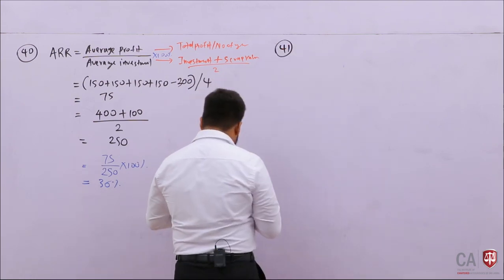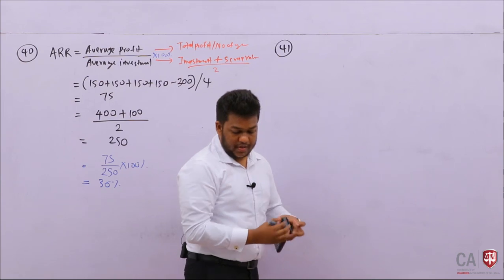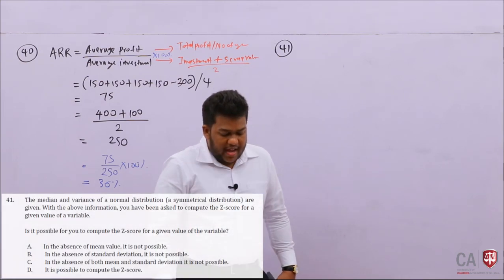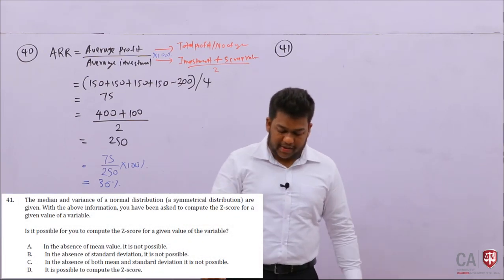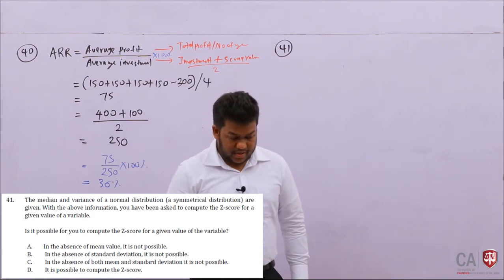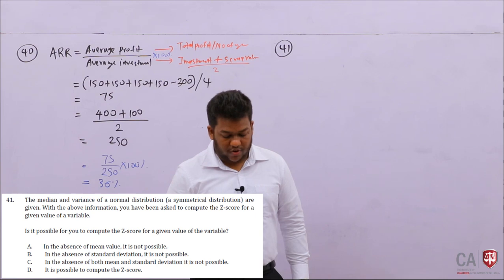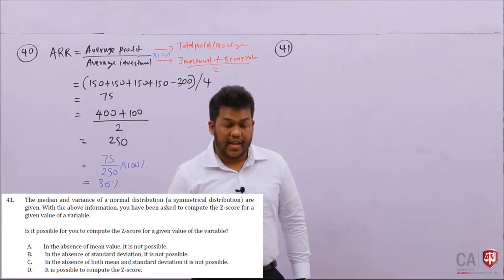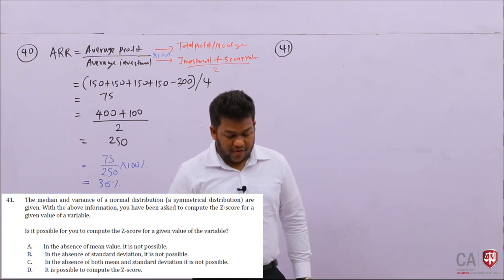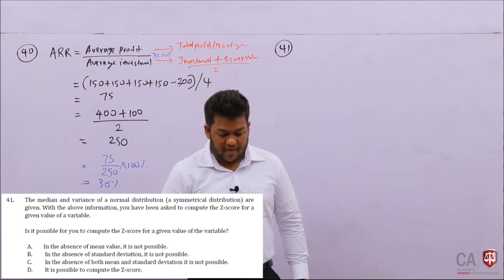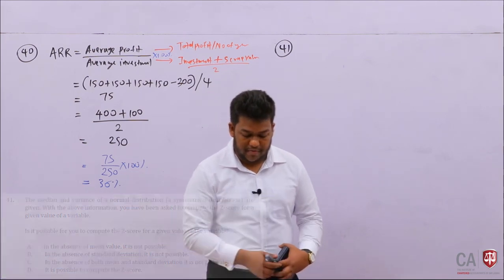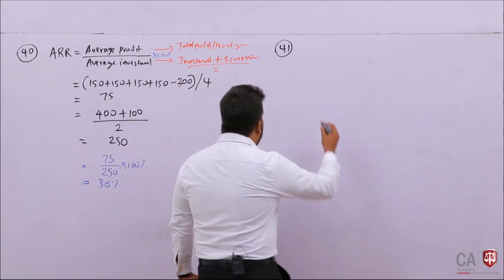Question number 41. The median and variance of a normal distribution or symmetrical distribution are given. With the above information, you have been asked to compute the z-score for a given value of a variable. Is it possible for you to compute the z-score for a given value of the variable? Is it possible? What is the z-score formula?